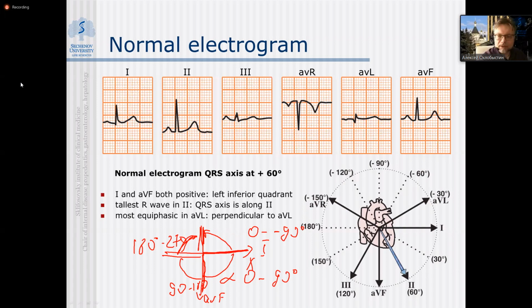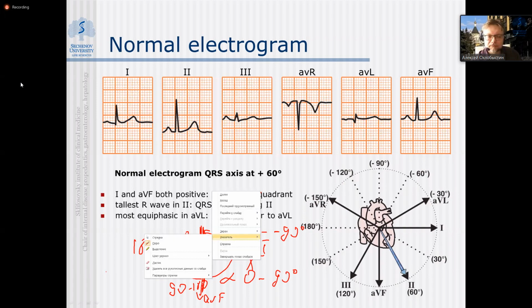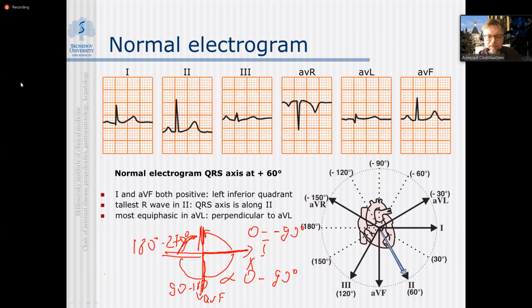Professor, I have a question. Yes. Why is it negative when it's going up and then to the left? I thought that when it's going up, it's positive, and when it's going to the left, it's negative. You understand what I mean?